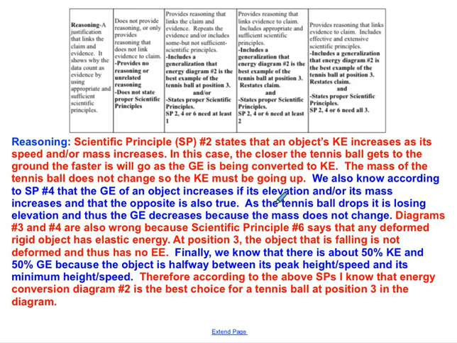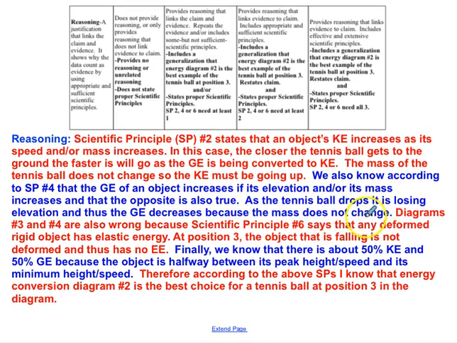I don't just list it, I explain here, as the tennis ball drops, it is losing elevation, and thus the GE decreases. Again, as long as mass does not change. I have to explain what it has to do with my evidence, how it connects my evidence back to my claim. So here's my third one.